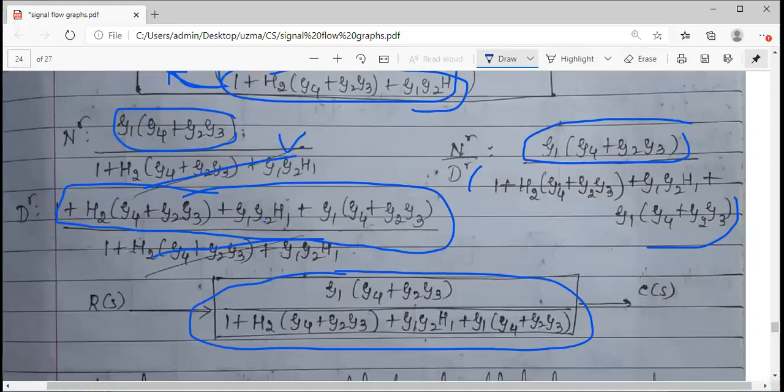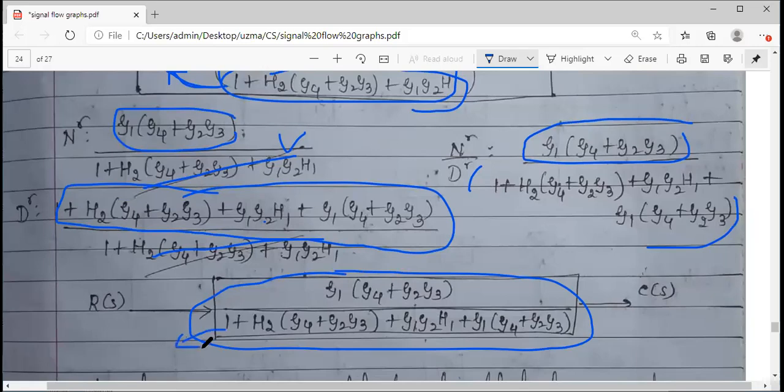So how many rules have we applied? We have used shifting of the takeoff point, moving the takeoff point after the block and before the block, series multiplication, then elimination of the feedback loop. These many rules we have applied again and again so that we have reduced it to a single block.